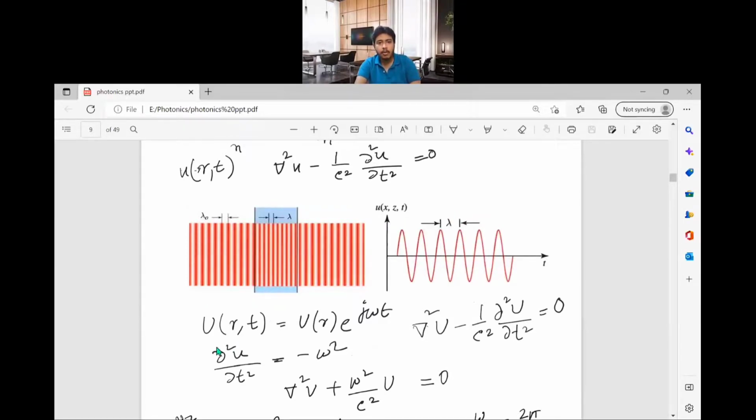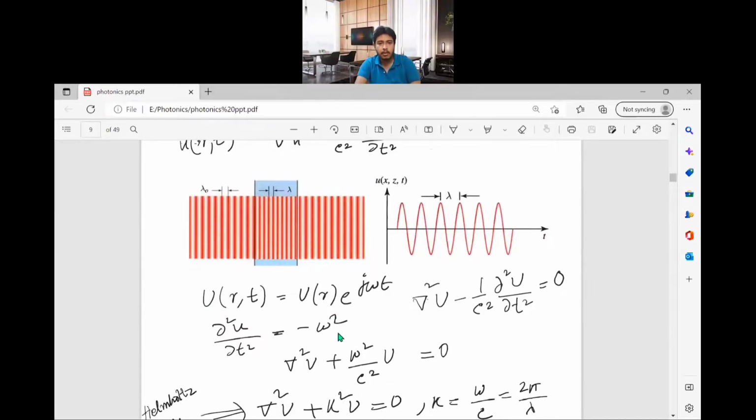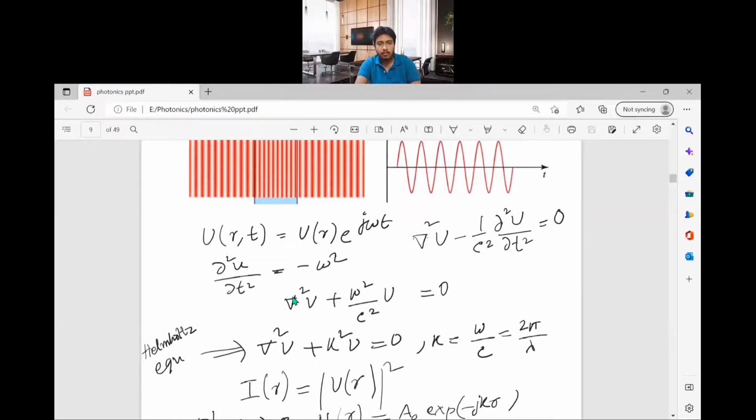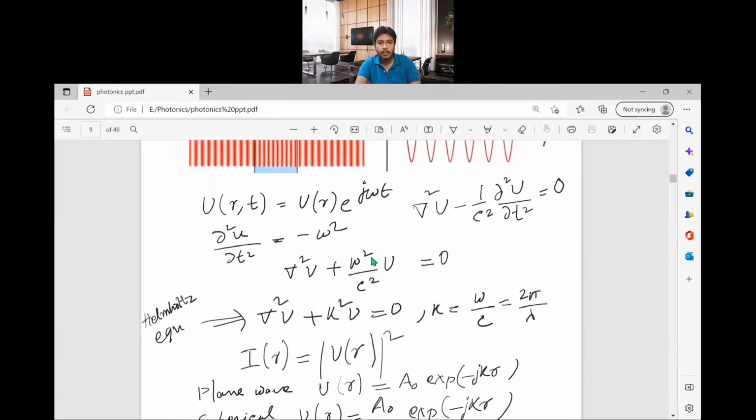So we can express this u(r,t) with a position dependent part and a time dependent or frequency dependent part. If you double differentiate it, you will get minus omega square. So this wave equation can be reduced to del square u plus omega square by c square into u is equal to 0, where omega by c is defined as k. This is known as the Helmholtz equation.